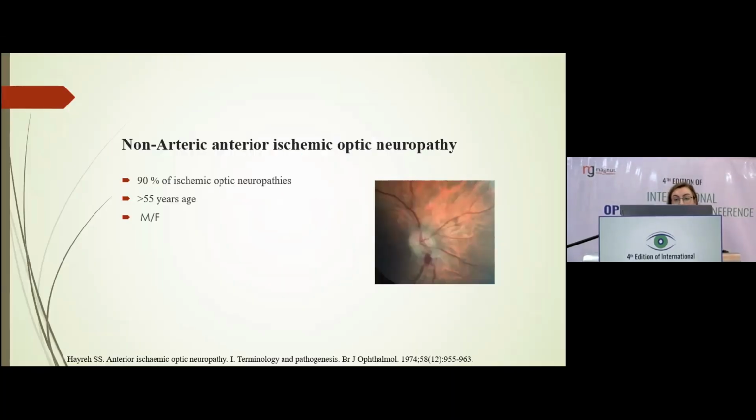Non-arthritic anterior ischemic optic neuropathy is a condition characterized by sudden vision and visual field loss, and it represents the most common cause of optic neuropathy in individuals aged over 55 years. It is believed that the underlying mechanism of NAION involves circulatory insufficiency in the optic nerve head, and female and male results are equal.